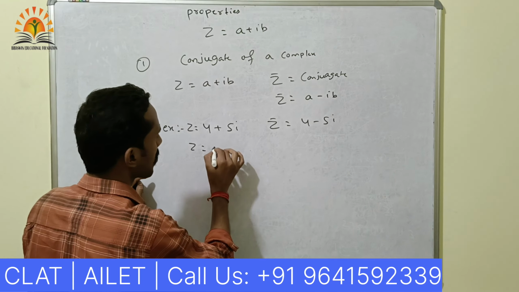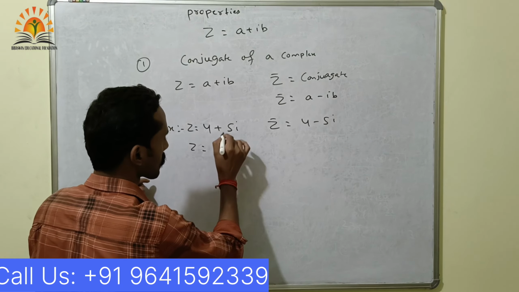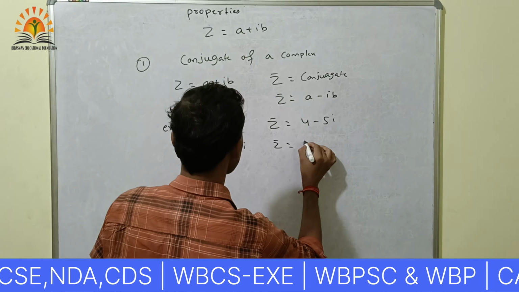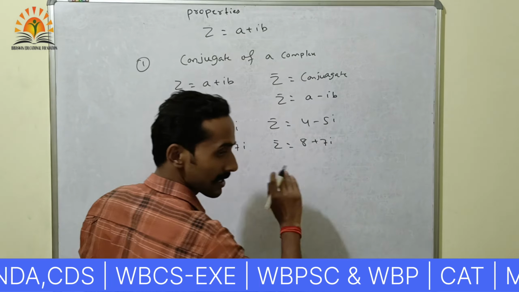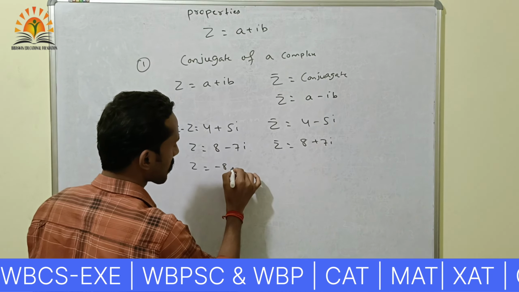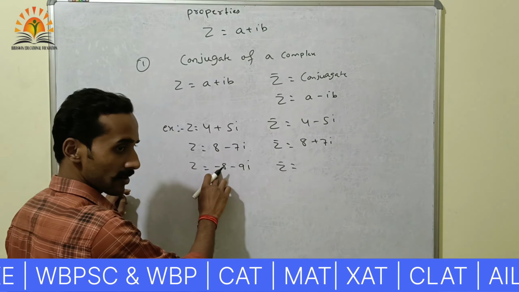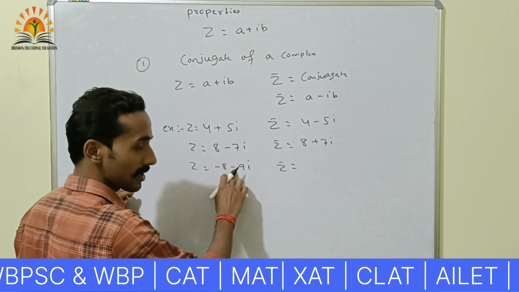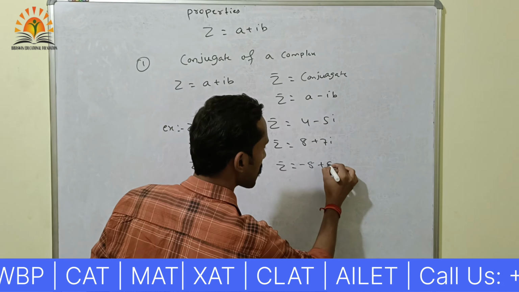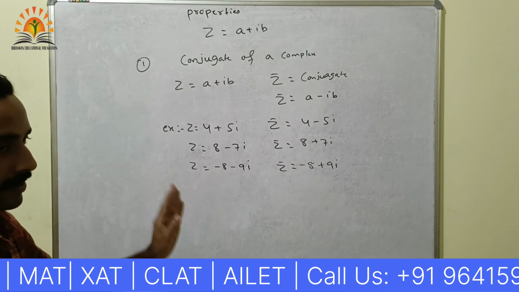Z is equal to 4 minus 7 iota. We can use another also, 8 minus 7 iota. What is the Z conjugate? It means 8 plus 7 iota. Just simply change the sign. What about minus 8 minus 9 iota? What is the conjugate? We cannot change the sign of this number. We should only change the sign of that number. So minus 8 plus 9 iota. Understood? This means conjugate of a complex number.